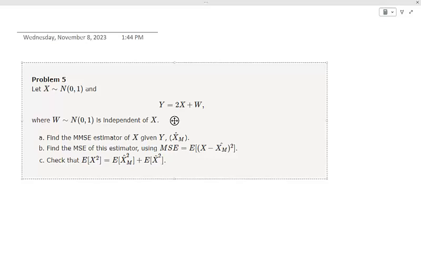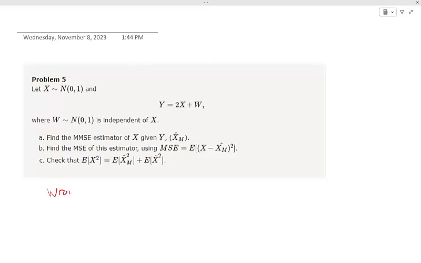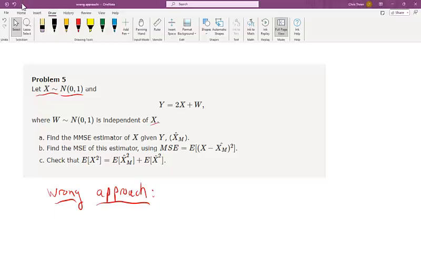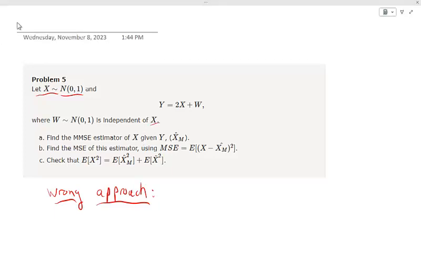All right, so here first let me give the wrong approach. Now before I approach, let me read the problem. Let x be a standard normal random variable, mean zero, variance 1. Let y be 2x plus w, where w is also a standard normal random variable and is independent of x. First, find the MMSE estimator of x given y. So that's the part I got wrong, and that's really the part I'm going to focus on. So here's the wrong approach.